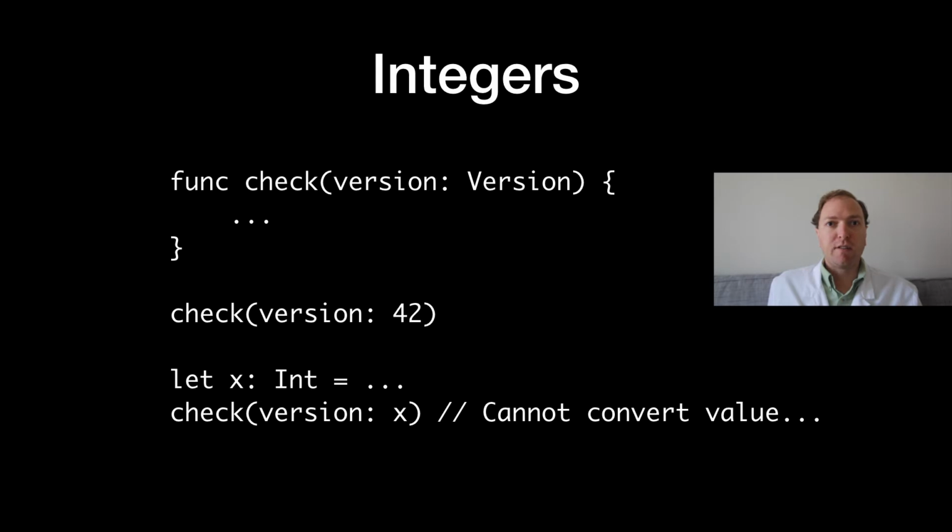If you have a function that takes a version, you can pass in a literal integer for that parameter. You still get type safety with other expressions. If you try to pass an int variable, for example, the compiler complains.